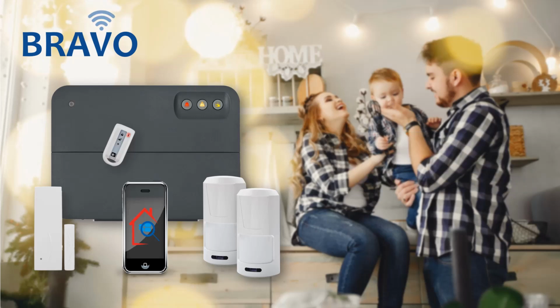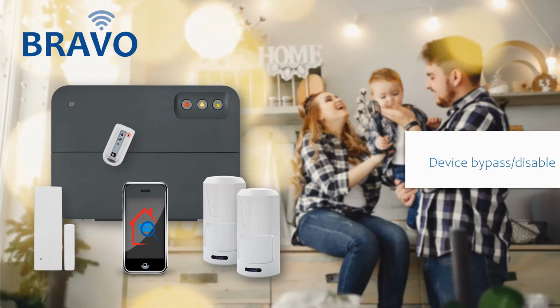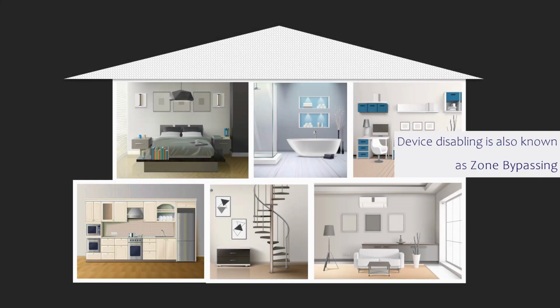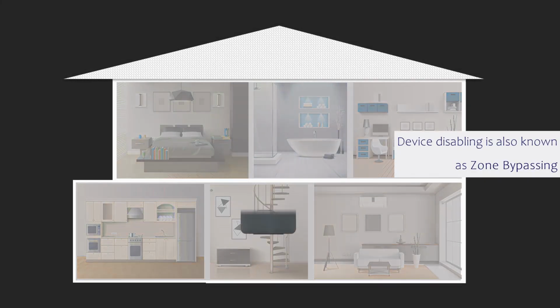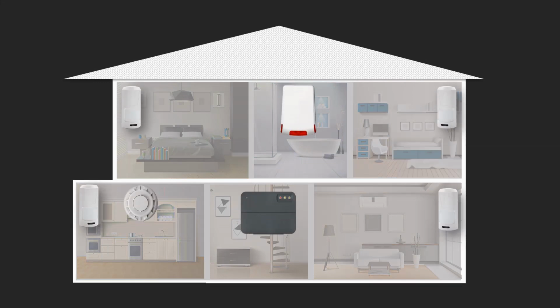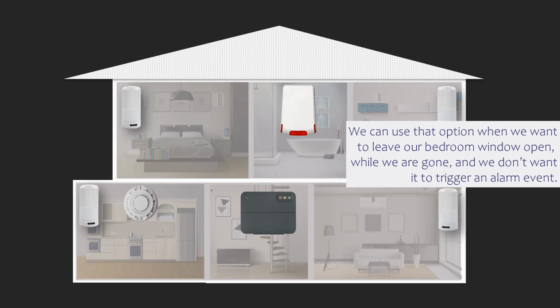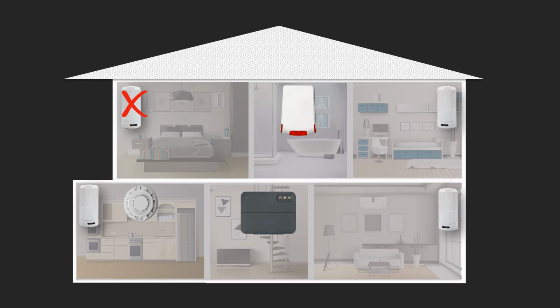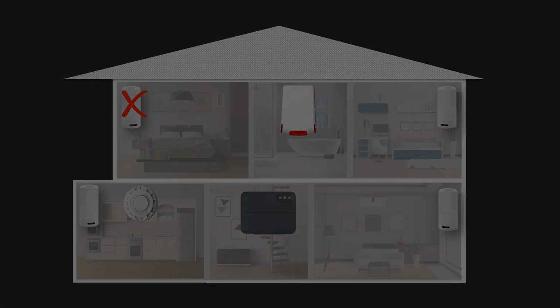There are certain cases when we need to disable some device temporarily. Device disabling is also known as zone bypassing, as we basically exclude one or more detection zones from our system. For example, we can use that option when we want to leave our bedroom window open while we are gone, and we don't want it to trigger an alarm event. Here we can see an example how we can disable a device.